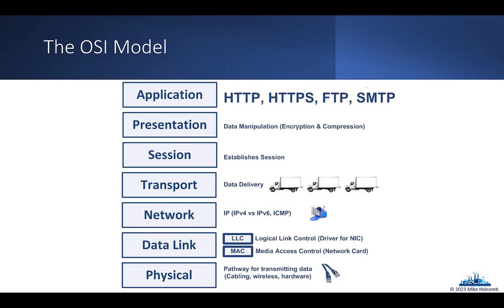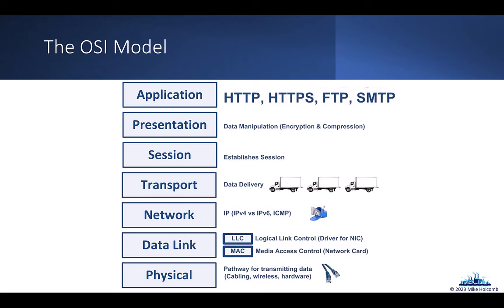Again, the idea is we have these 7 different layers, or these 7 different rules. So as long as you create your hardware, or you write your software and operating systems to play by these 7 rules, then it doesn't matter what hardware or software you're using. We're vendor agnostic. As long as we play by the rules, we can connect and we can exchange and share information.